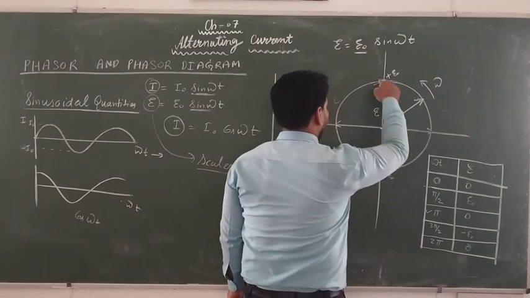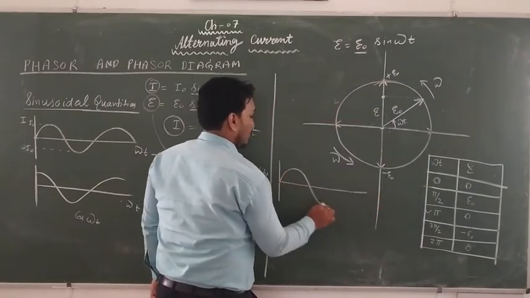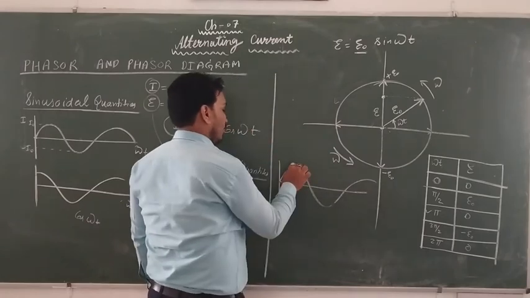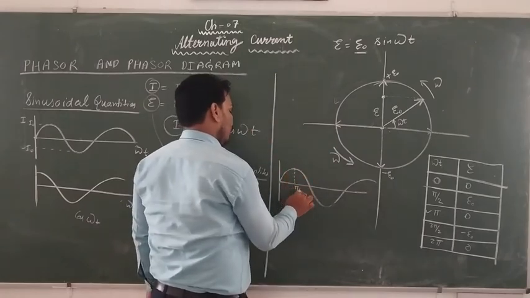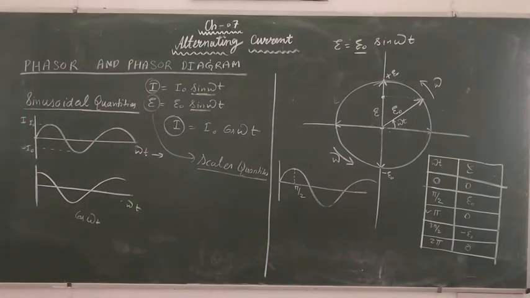From here till here, what is happening? Let us understand with the graph. If you draw a graph of sin theta, then from 0 to pi by 2.